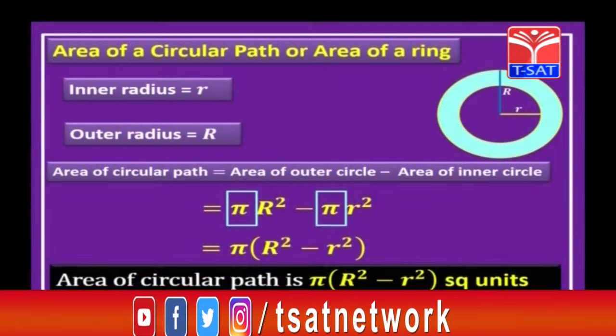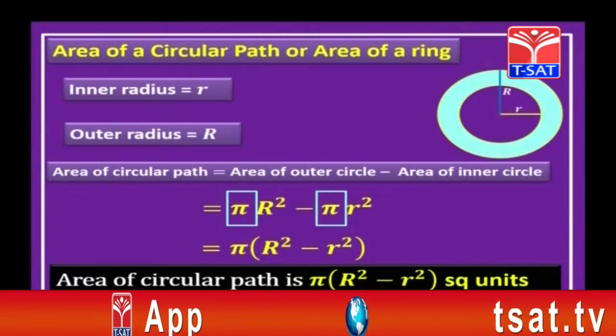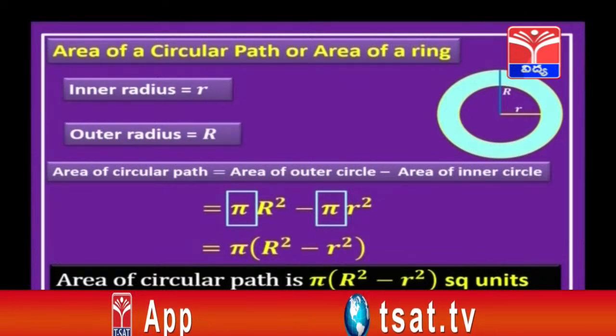So children, the formula to find area of the circular path or ring is given by pi into capital R square minus small r square square units.